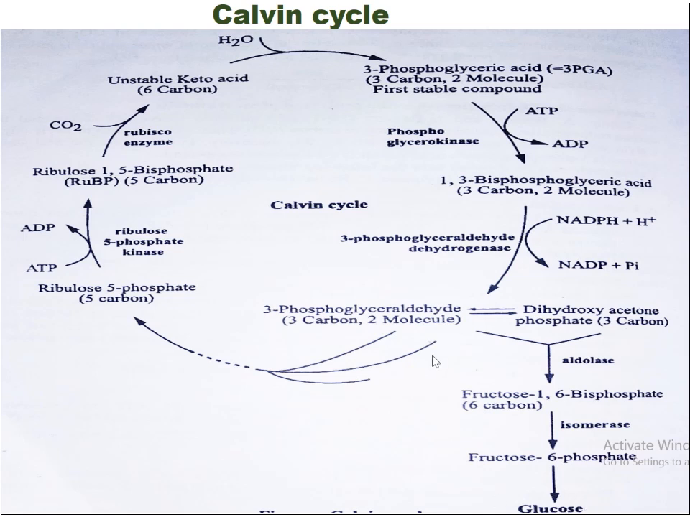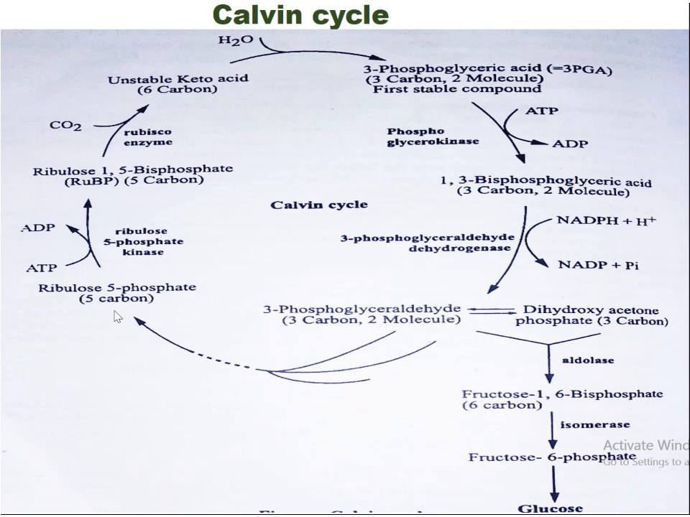Now the last phase of the Calvin cycle is the RuBP synthesis, ribulose 1,5-bisphosphate synthesis. In this final step, energy and sugar interact to form the molecule RuBP, and the cycle starts again. 3-phosphoglyceraldehyde and fructose 1,6-bisphosphate combine together to form ribulose 5-phosphate, a 5-carbon compound.